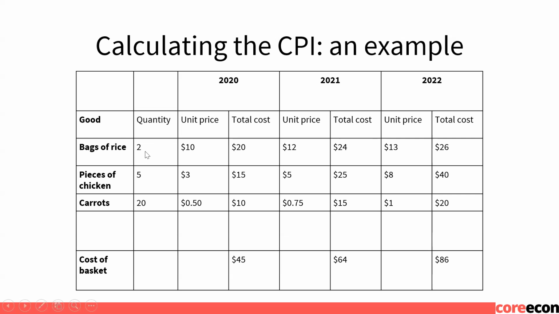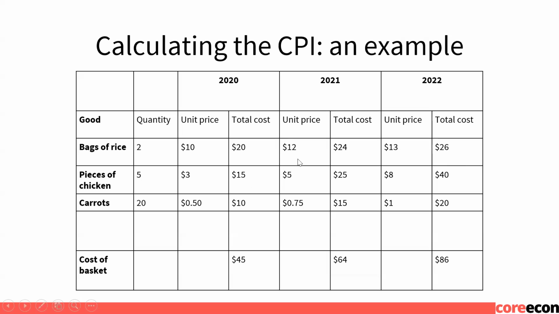So if you're consuming 2 units, so 2 bags of rice in each year, the first year, 2020, 2 times 10, you pay $20. Well, 2021, the price of a bag of rice increased to $12. So 2 times 12, now you're paying 24. And 2022, the per bag price became $13. So 2 times 13, you're paying $26 for the bag of rice. Now, this doesn't match all the prices, right? So you have 5 pieces of chicken that you consume for $3 per piece, let's say. So 5 times 3, 15.